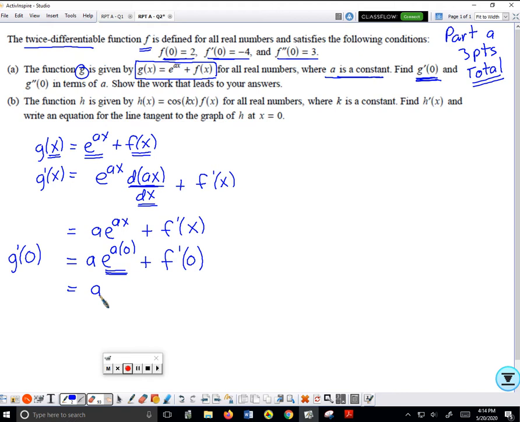Although if you left it as, you have to work out this. They wouldn't want you to leave that, a times 0. They probably want you to put 0. But you could write e to the 0, that would be fair, but a is a little easier. F prime of 0, they told me up here is negative 4. So I stop right there. And by getting that far, they're going to give me 1 point.